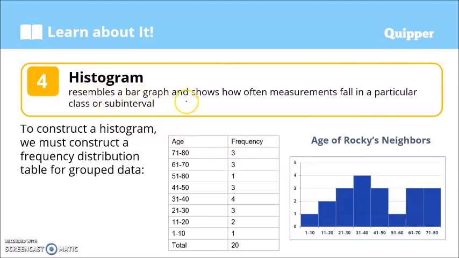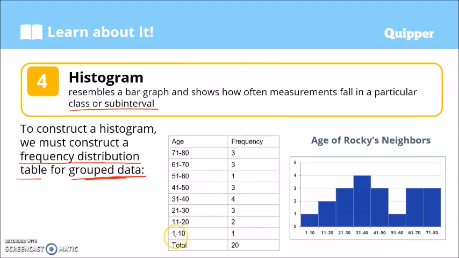To also create a certain pattern, ano? Histogram resembles a bar graph and shows how often measurements fall in a particular class or sub-interval. Okay? To construct a histogram, we must construct a frequency distribution table for a group data. So, ibig sabihin, eto naka-intervals yan. Okay? Naka-intervals. Not like yung apples, yung banana. May mga specific na category. Ano? May specific na category. So, those kinds of data, pwede yun siya sa bar graph. But if we have here intervals, group data, ibig sabihin 1 to 10.